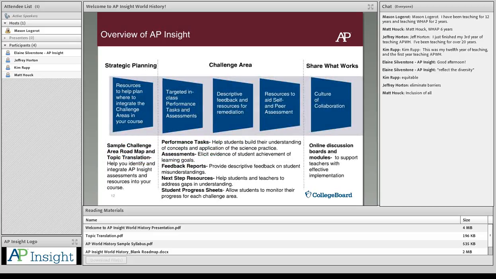When looking at AP Insight, the AP Insight group identified 3 strategies to be able to impact student achievement. The first one is strategic planning. And again, that's what we're going to be working on today, or at least starting, and that you're going to continue to do until the beginning of your school year. The second part is the challenge areas, and I'm going to go into a lot more detail in those in a second. But just understand again, those areas that students consistently struggle in throughout the year.